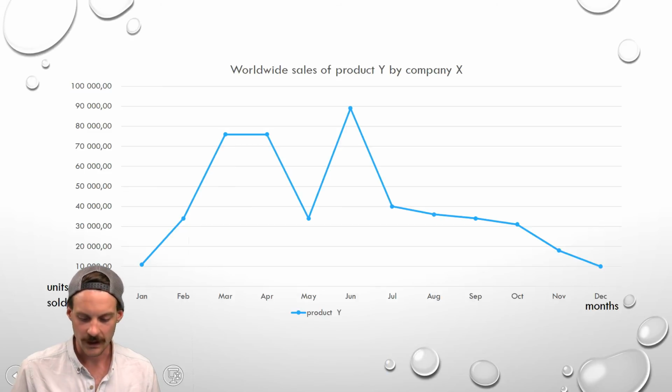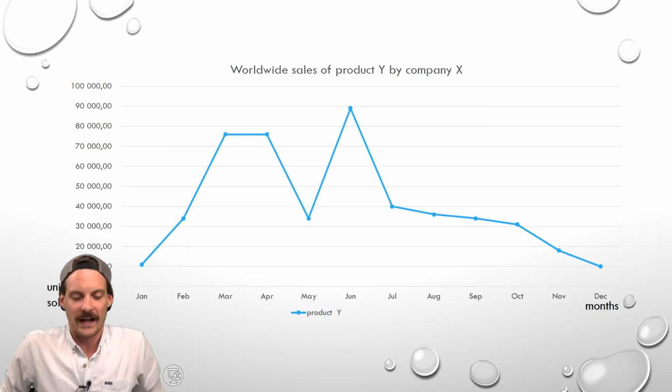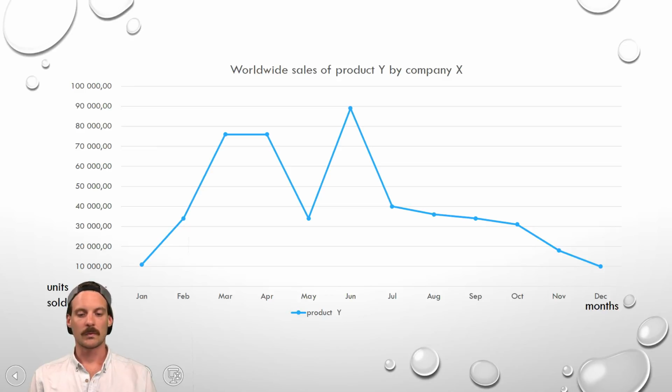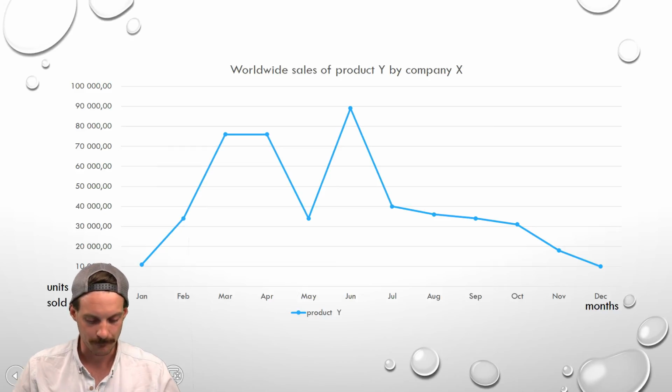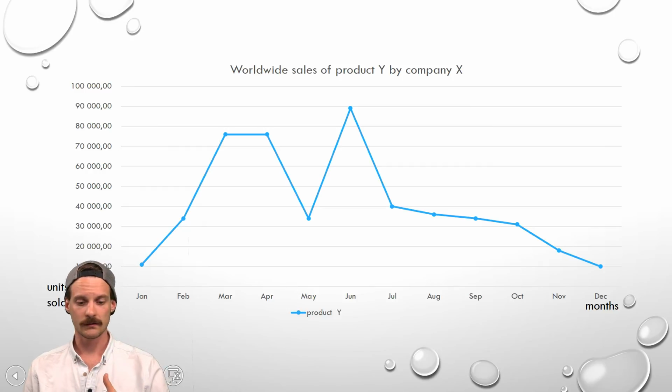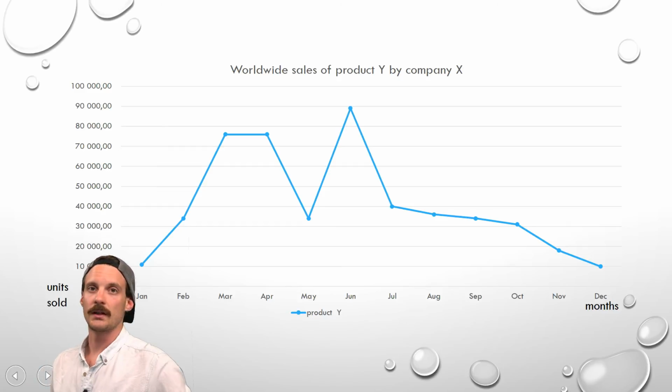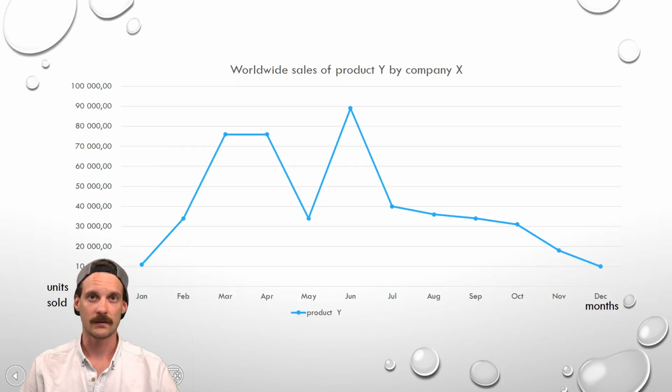And so I have provided another interesting graph here. So that's a graph that I quickly made. It should depict the units sold worldwide, so the worldwide sales of product Y by company X. You could imagine any company, be creative, just do a line graph as I did and start describing. In this example, on the horizontal axis we have the months, and on the vertical axis we have the units sold.